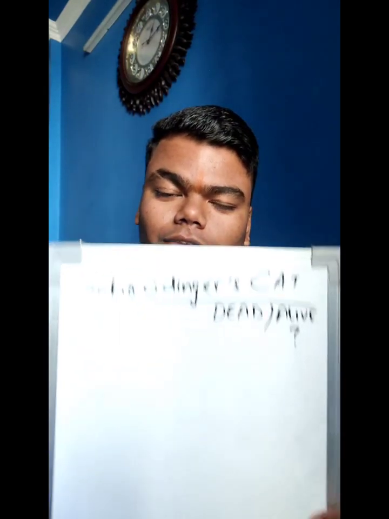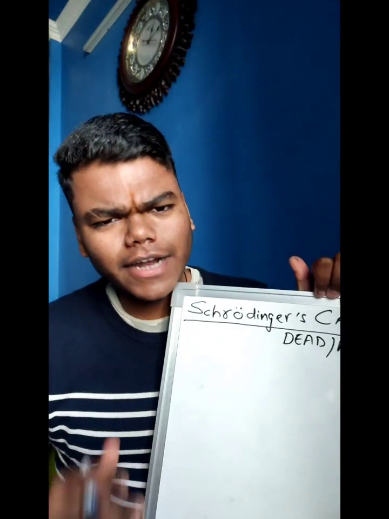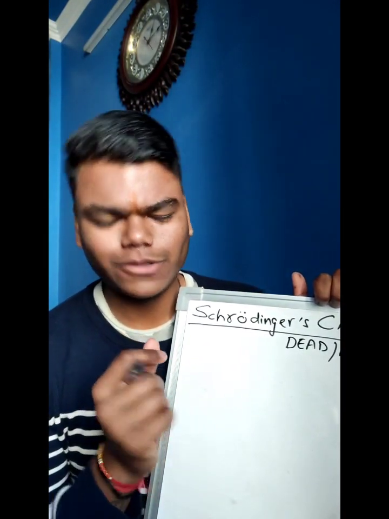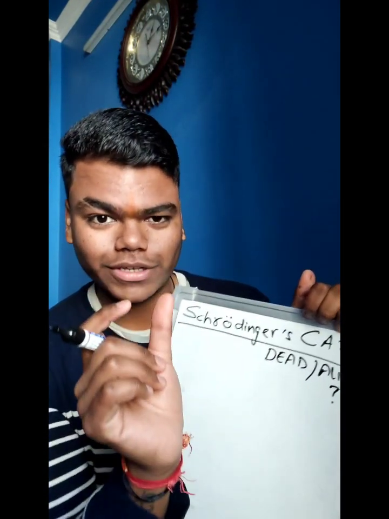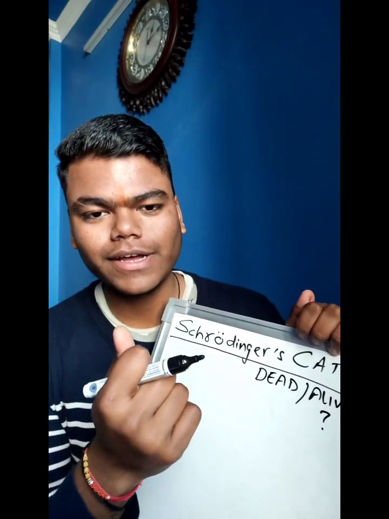Today we are going to understand and visualize Schrodinger's cat. Like, was the cat dead or alive? That's the precise question. And the answer is not precise: that cat was indeed both. The cat was dead and the cat was alive until the box was opened.